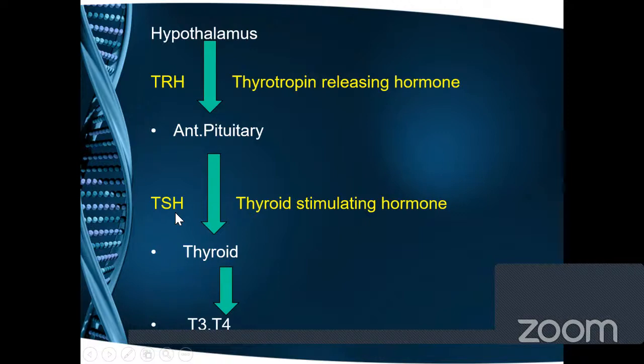And the reverse will happen in hypothyroidism. When there is a reduced level of T3 and T4, there will be loss of this feedback inhibition. As there is no feedback inhibition, the TSH level will be increased. So in hypothyroidism, when you do the thyroid function test, the TSH level will be raised.